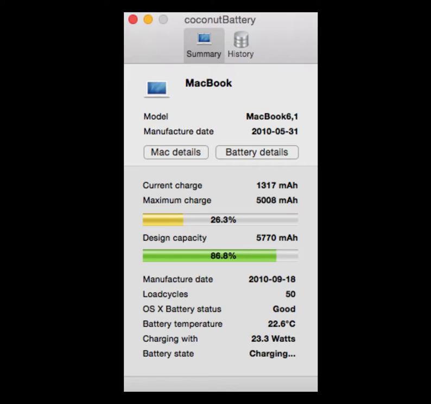All right. Wow, this is a really good battery. 86%, 50 load cycles, probably less than a year of use, and it's charging, at 26.3%. I'm glad we got one that is actually charging. So I would be happy with this battery. Always want to test it, but that battery's looking good.